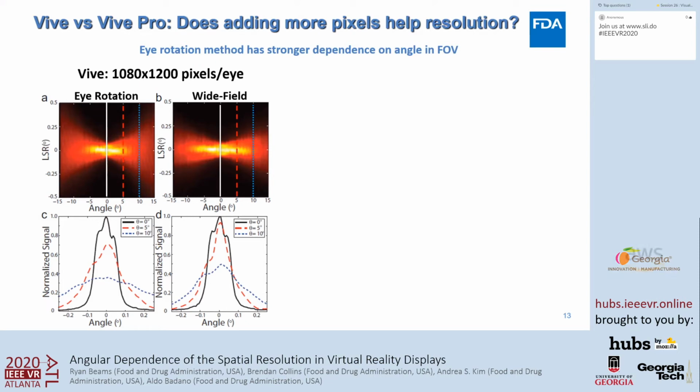And then you can look at the line spread response profiles, and again, you see as you go off axis, it starts to decrease in signal strength and the width gets wider.